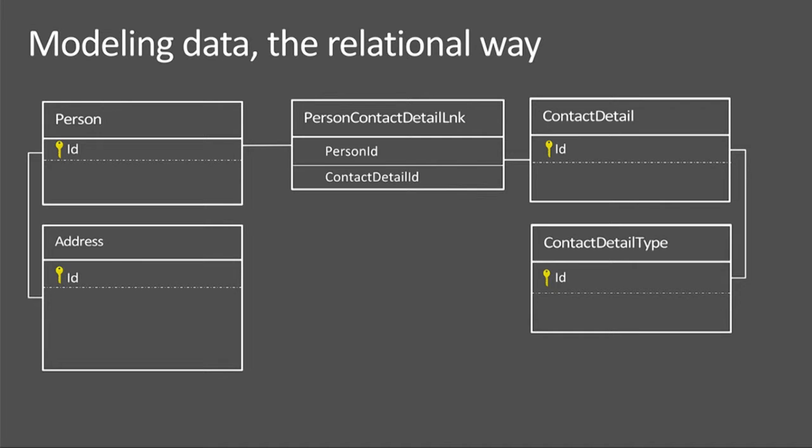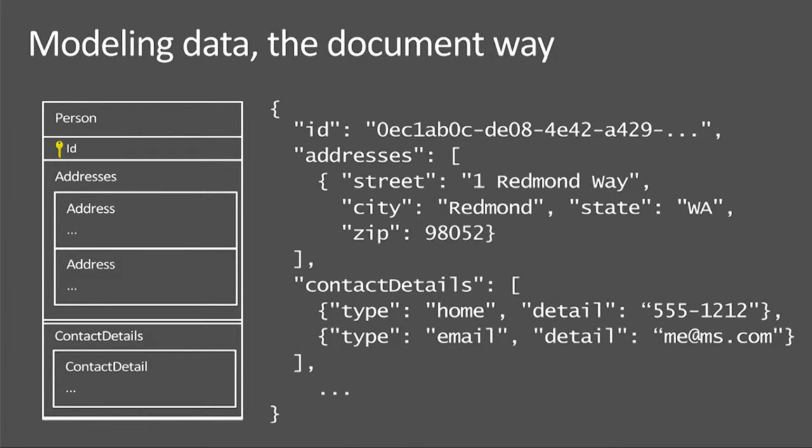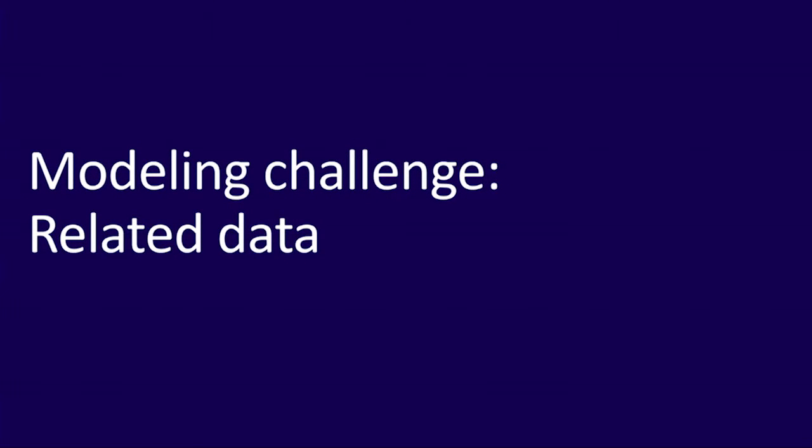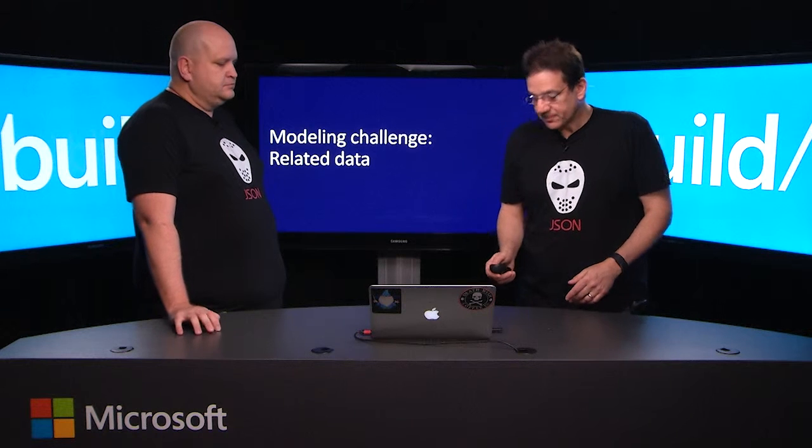And that's what it would look like in a relational world. Now, in a document world, we take a document called person, and we have attributes, and on that, we may actually embed an address, a contact detail, or multiple contact details. And this is what the same thing would look like in a JSON document. Yep. So this brings us to our first modeling challenge, which is related data.